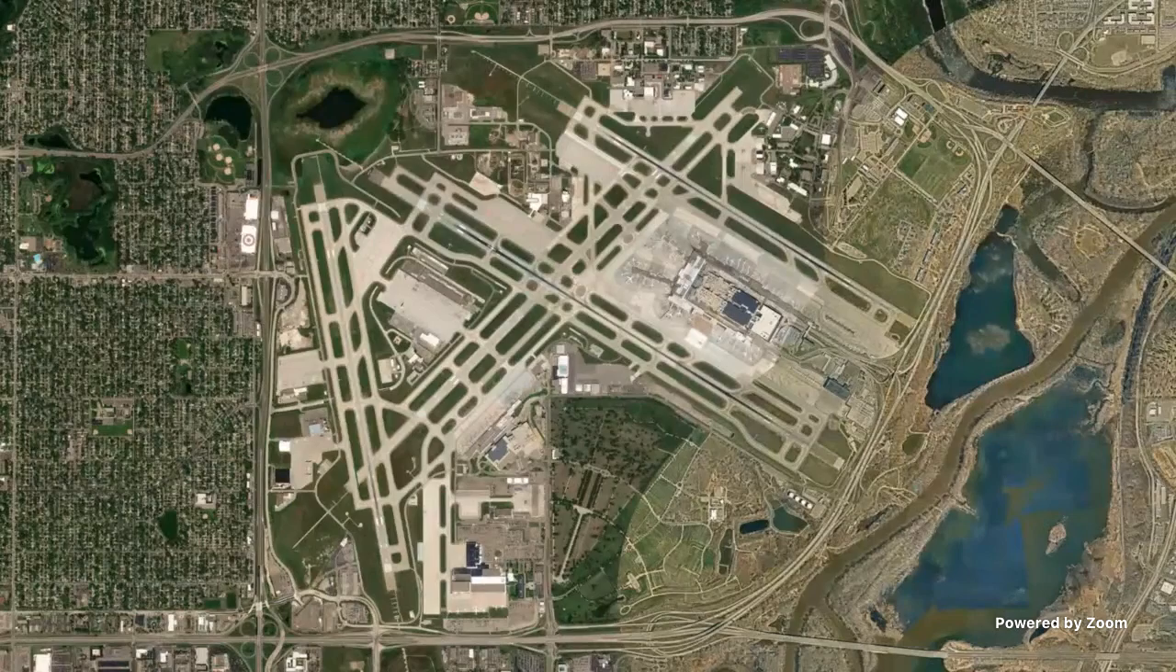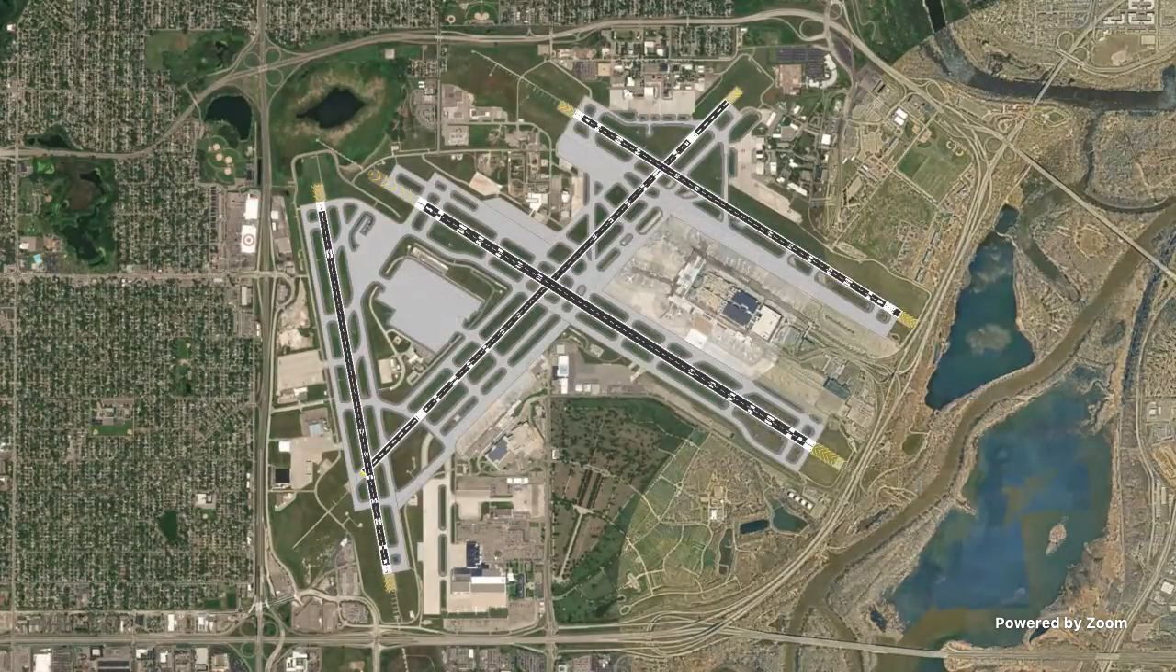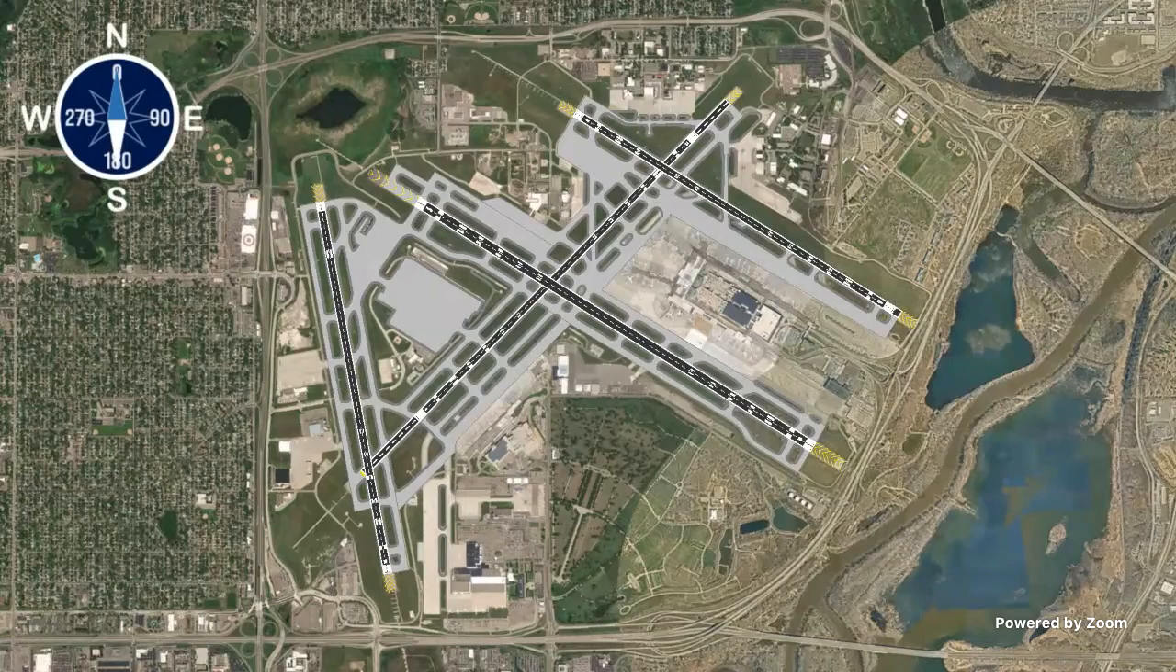So, how did we get here? When an airport is designed, the runways are laid out to align with the most common wind directions. This is because aircraft generally take off and land into the wind. In Minneapolis, winds can come from all directions. The runways at MSP reflect those varying wind conditions.